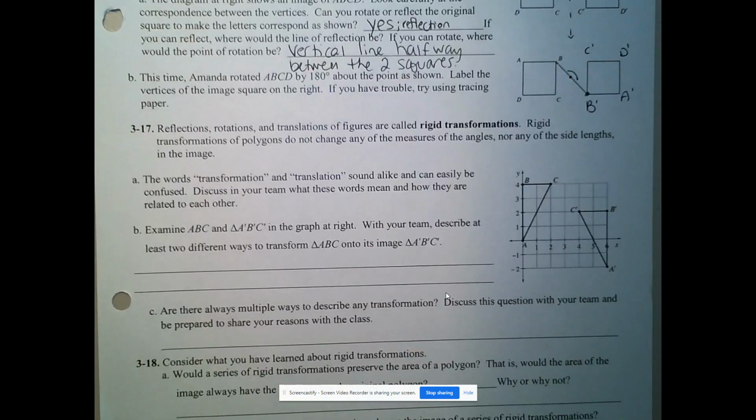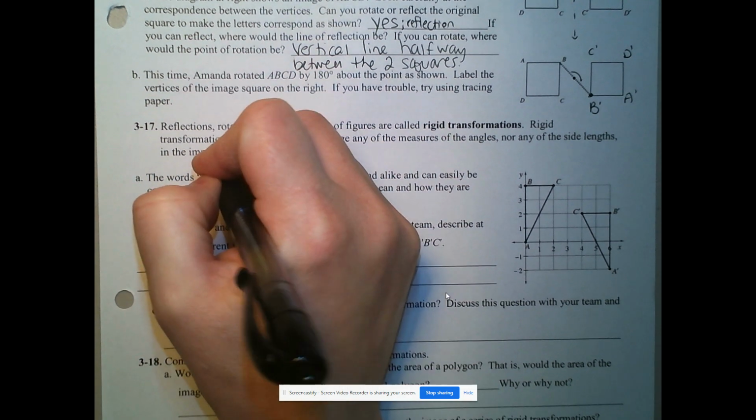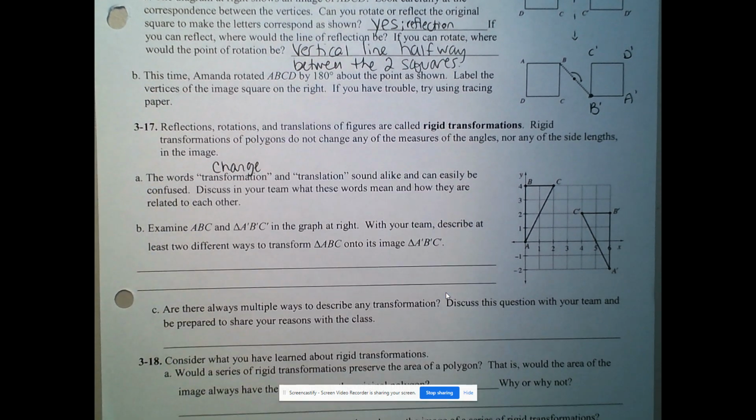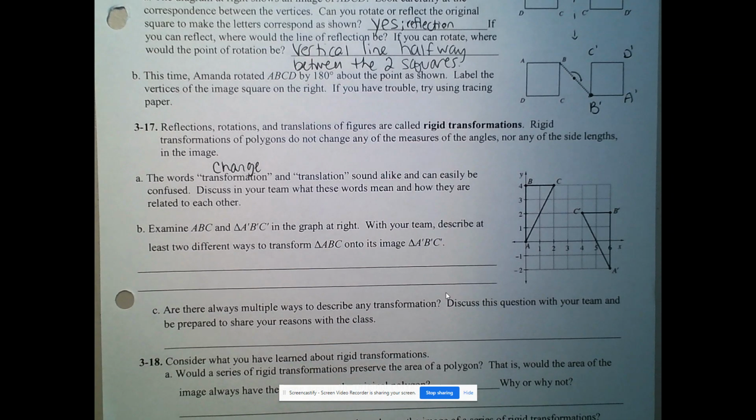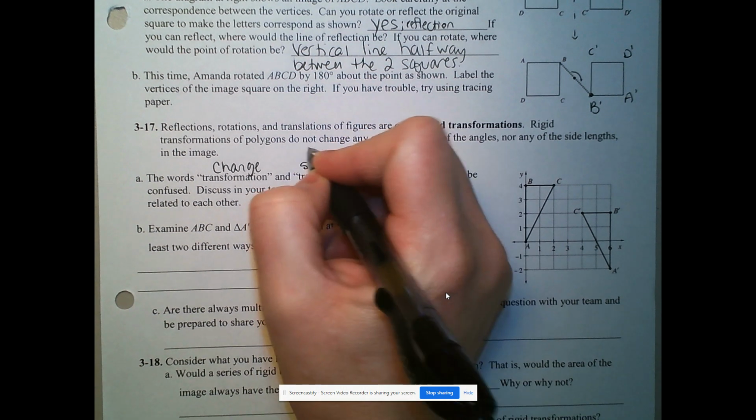Reflections, rotations, and translations are all called rigid transformations. Rigid transformations of polygons do not change any of the measures or the angles or the side lengths. They stay congruent. The size and shape is rigid, meaning firm. The words transformation and translation, well, they sound a lot alike and they can easily be confused. When we talk about a transformation, that's just some type of change, any type of change. Whereas translation was specifically a shift or a slide.